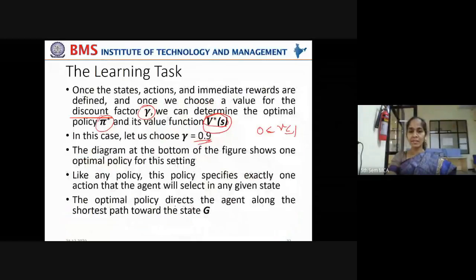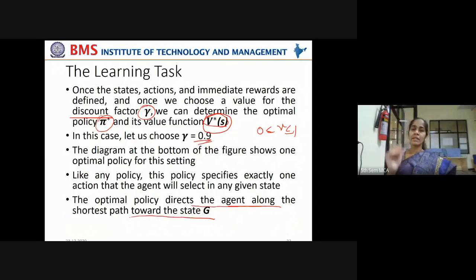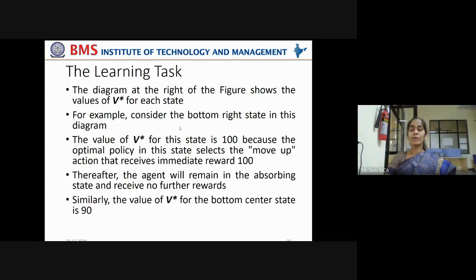Now the optimal policy directs the agent along the shortest path towards the state G. The agent tends to reach the goal, but what is the use if it takes a longer path? That is why the rewards guide the agent in the proper direction to reach its goal. If it takes an optimal step, it is immediately rewarded, so it knows that is the optimal step. Then it takes another step forward. If it is penalized, then it immediately knows it is the wrong step and changes its direction. That is how the control policy is learned by the agent.